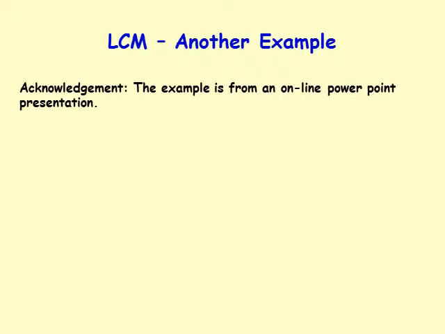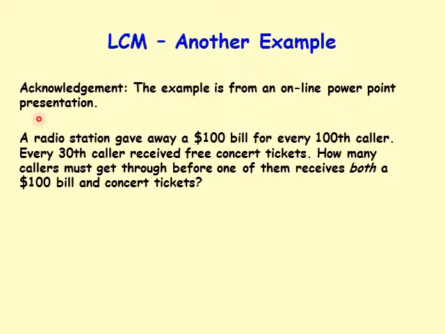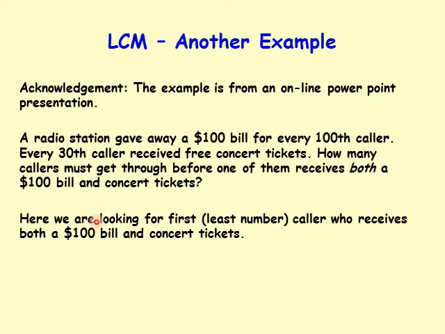Here is another example. A radio station gave away a $100 bill for every 100th caller, and every 30th caller received free concert tickets too. How many callers must get through before one of them receives both a $100 bill and concert tickets? Here we're looking for the least caller number who receives both.